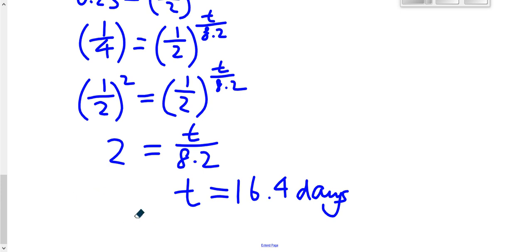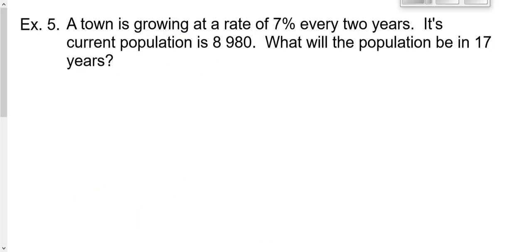Good. Okay, last two questions. Alright, so read the question first. The question is, what will the population be in 17 years? So that means we're looking at what happens after 17 years. So in this case, we'll be using this formula again, y equals a times b raised to the power of t over p.